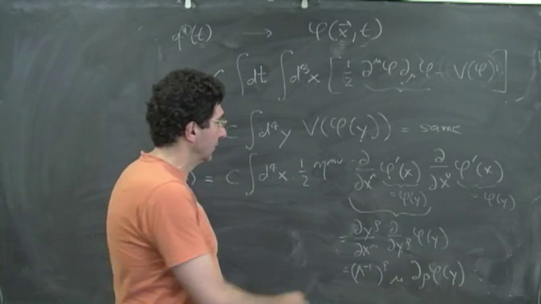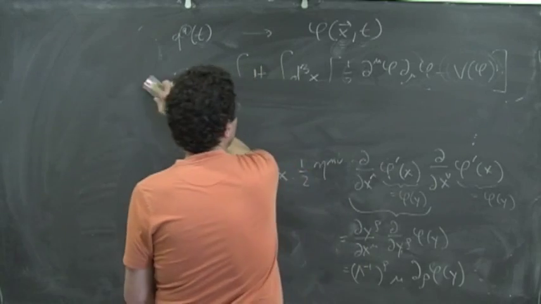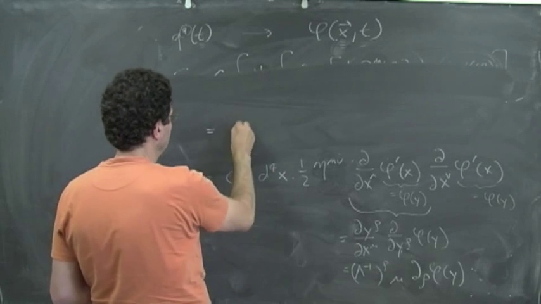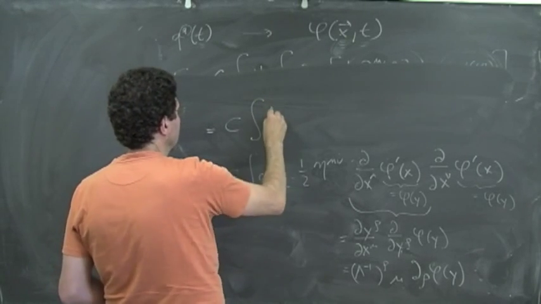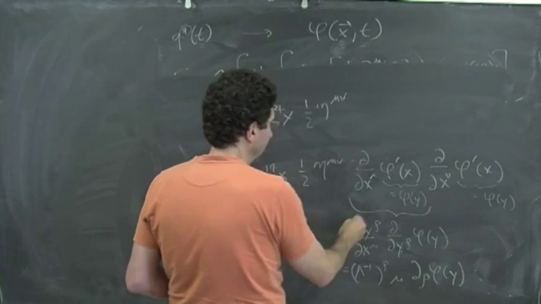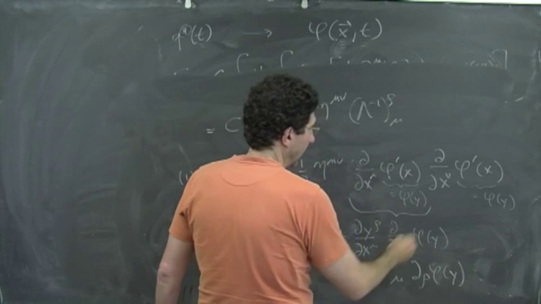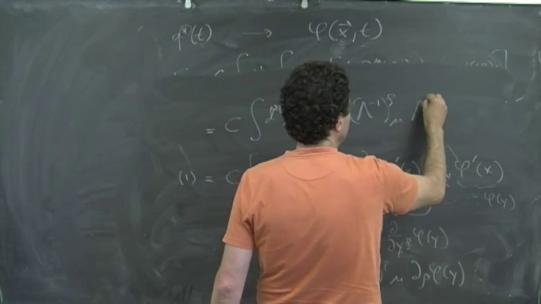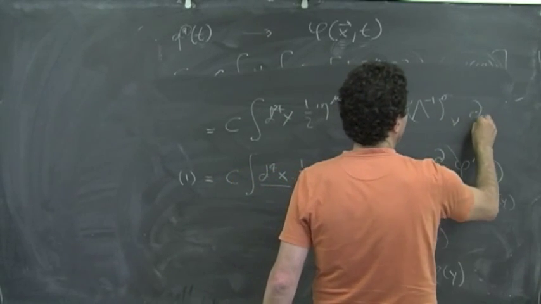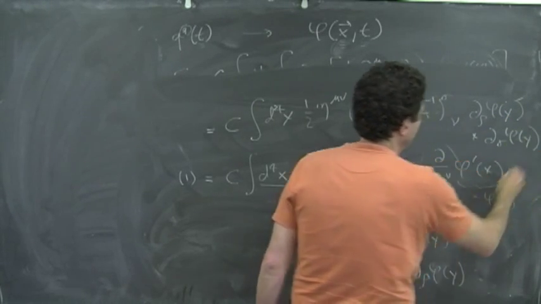So using the chain rule on here twice, and let me go ahead and move up here since I'm out of room down below, this is equal to C, and now d4x is equal to d4y, and then I have my 1/2 eta mu nu, and then I get my chain rule factor, lambda inverse rho mu, and I'm going to get another factor like that, lambda inverse sigma nu. And then I'm going to get d rho phi evaluated at y times d sigma phi evaluated at y.